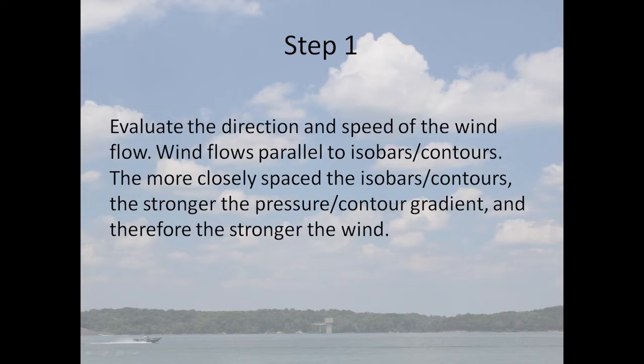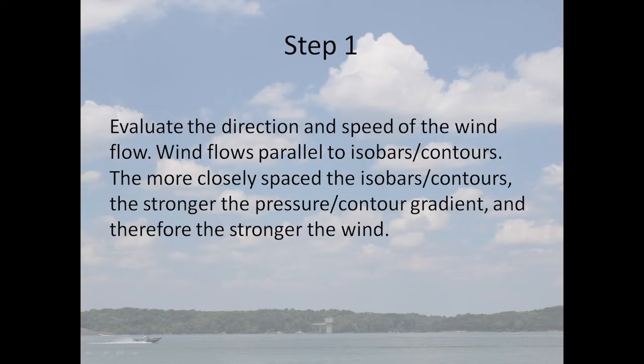Wind flows parallel to the isobars or contours. The more closely spaced the isobars or contours, the stronger the pressure contour gradient, and therefore the stronger the wind. So, like I said, isobars are pressure on the surface, contours are height in the upper levels. The tighter those lines are together, lines of equal height or lines of equal pressure, the stronger the wind is.